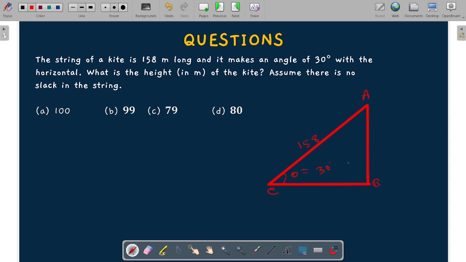थीटा का वैल्यू दिया है 30 डिग्री एंड विद हॉरिजॉन्टल के साथ काइट का स्ट्रिंग 30 डिग्री दिया है. तो अब क्या बोला है कि व्हाट इज द हाइट इन मीटर ऑफ द काइट. हम लोग को निकालना है दिस हाइट ऑफ द काइट. तो हम लोग साइन का फॉर्मूला लगा देंगे. साइन 30 इक्वल h बाय 158. साइन 30 का वैल्यू क्या है? साइन 30 का वैल्यू 1/2 is h by 158. h क्या होगा? 158/2 equals 79. The answer will be C.